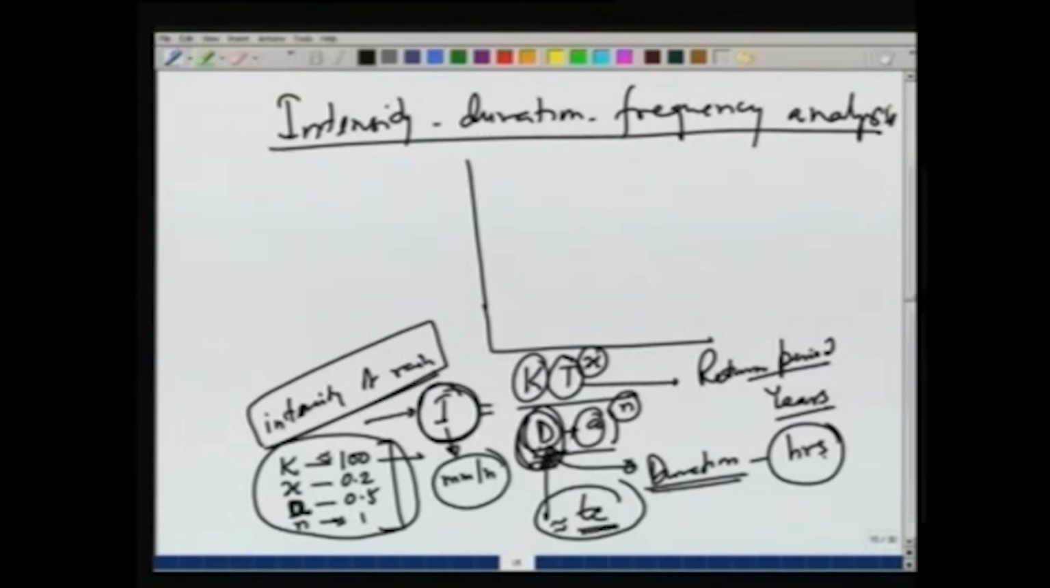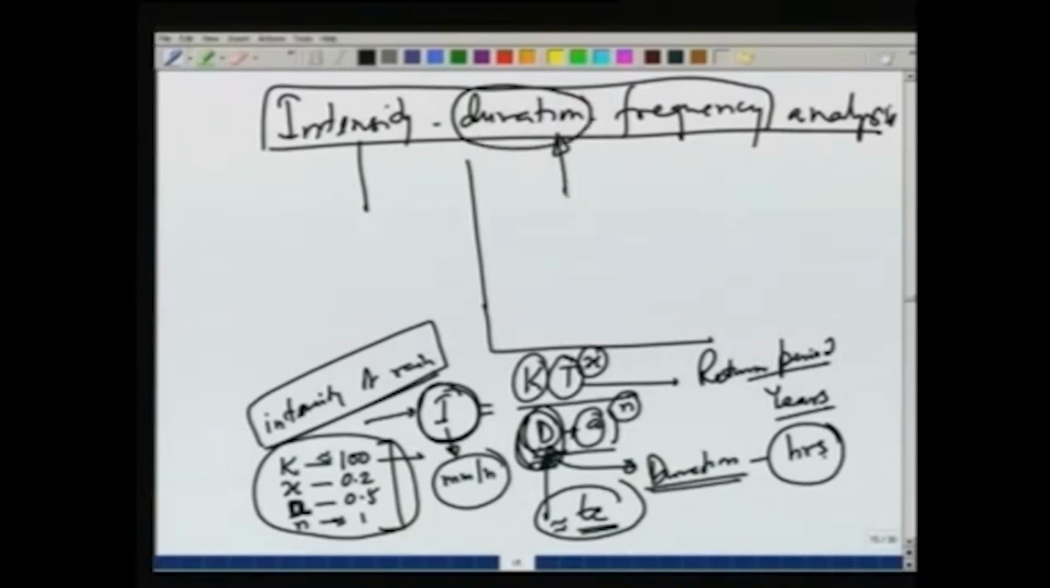So, intensity duration frequency curves are important in deciding about what intensity of rainfall to take for designing a project. Duration we have seen depends on the catchment area, the time of concentration. Frequency depends on the importance of the project.